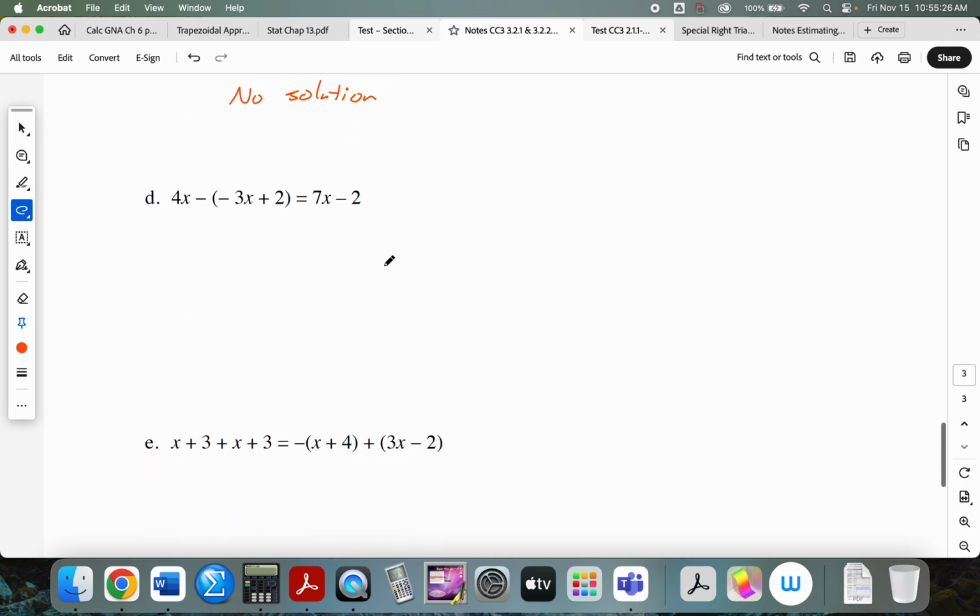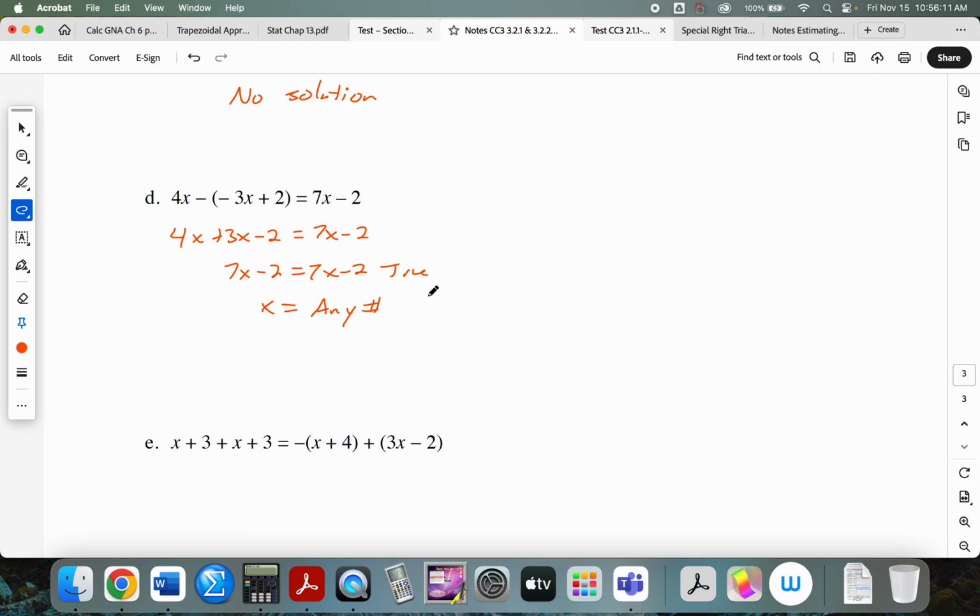We're just going to start D. We're not going to do anything else with it. Just as a reminder, when I have this minus in front of the parentheses, it's the opposite of everything in the parentheses. So that's going to be what? Plus 3x minus 2. And then I think you can see what's going to happen here. It's 7x minus 2 equals 7x minus 2. Might as well solve this. It's true, so D is true. What's x equal to? Anything. Yeah, any number.